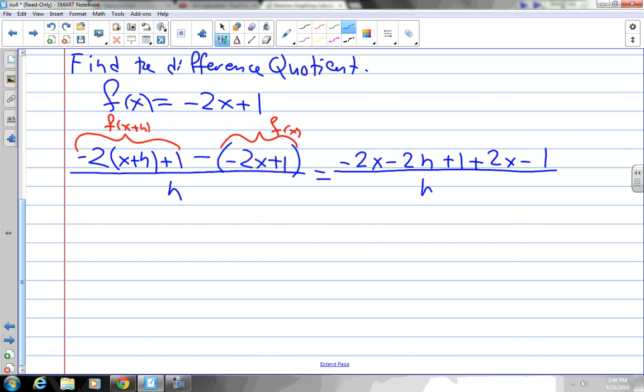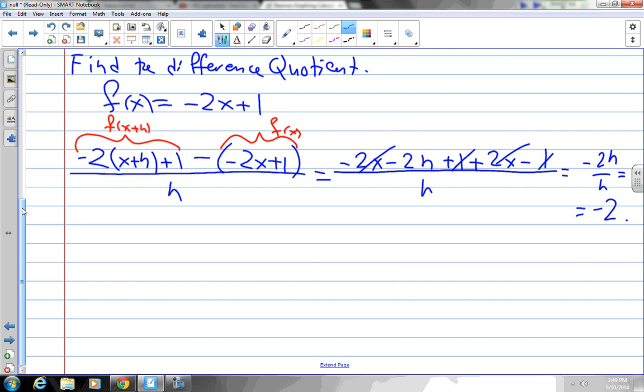So I can cross out a bunch of stuff in that numerator, right? What can I cross out? I can kill 2x. I can kill 1. We're down to negative 2h over h. So negative 2. And that's going to be true with every linear function because it's just going to overlap your line perfectly, so it will share the slope with your line. So that makes sense.